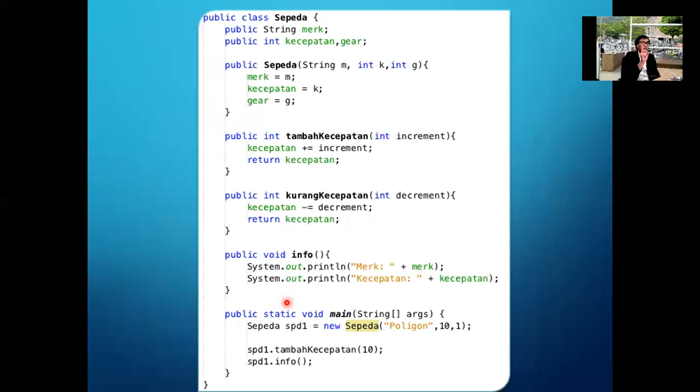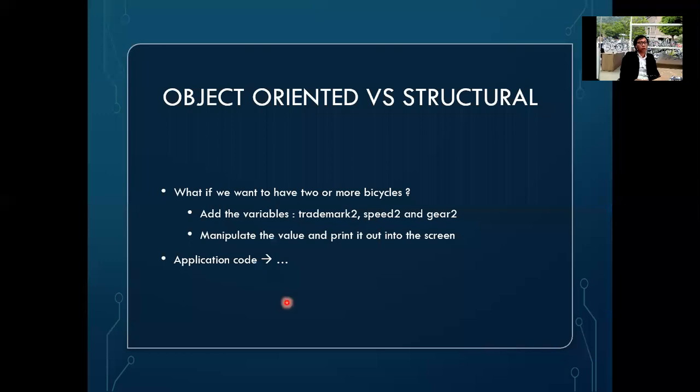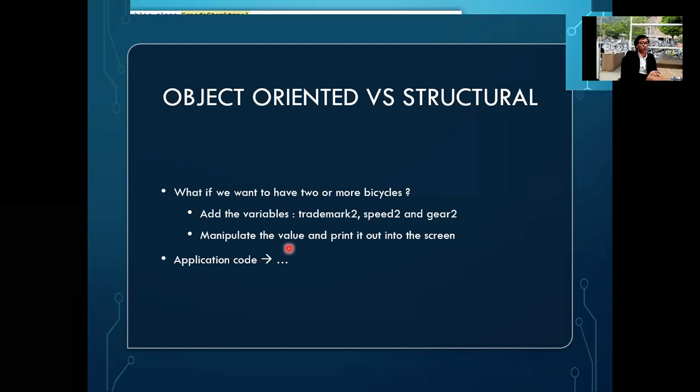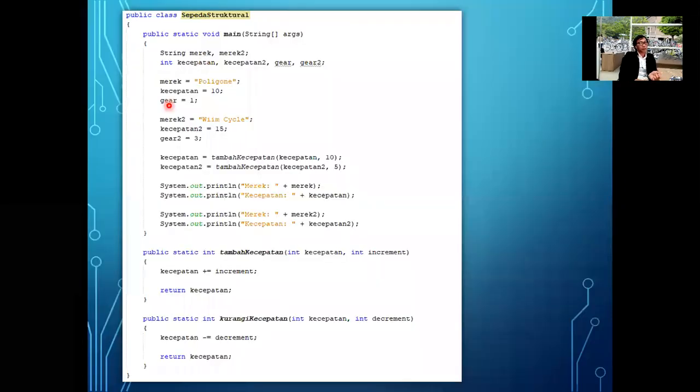So this is only one object, or one thing. But what if you want to have two objects or two bicycles? In the structural approach, we need to add more variables. We create a second trademark, a second speed, and a second gear, and then manipulate the values and print them out to the screen. The application would be like, this is the first bicycle, and then in the structural approach, we create another line similar to the first line, only identified as second trademark, second speed, and second gear.